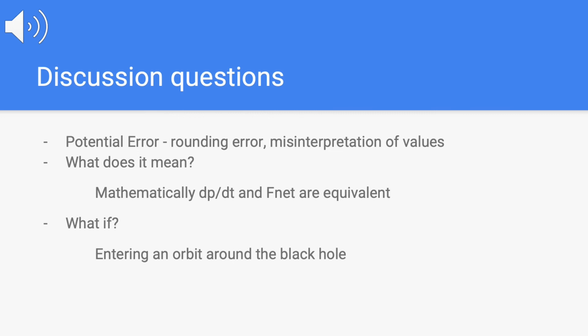What if we wanted the spaceship to enter an orbit around the black hole? In my opinion, we have to reduce the magnitude of the velocity so that the spaceship is bound to the black hole. Potential errors to consider for this lab include rounding errors, misinterpretation of values, as well as errors associated with the trial and error method.